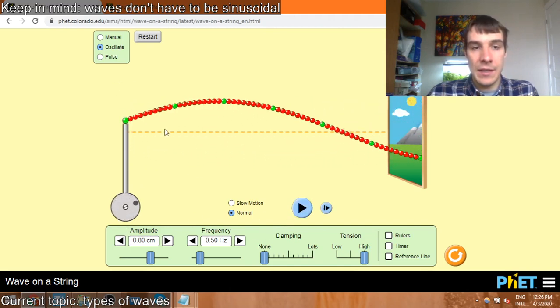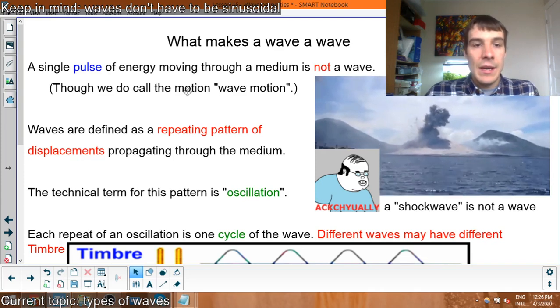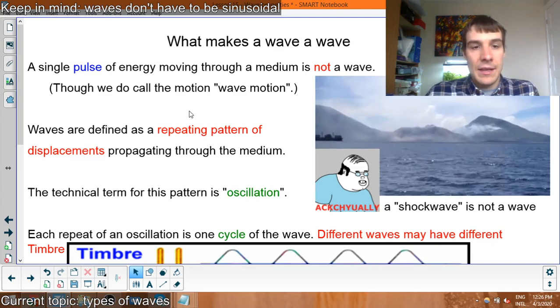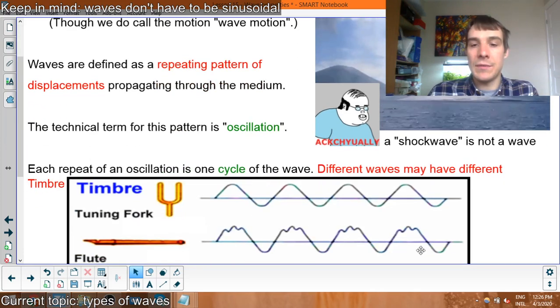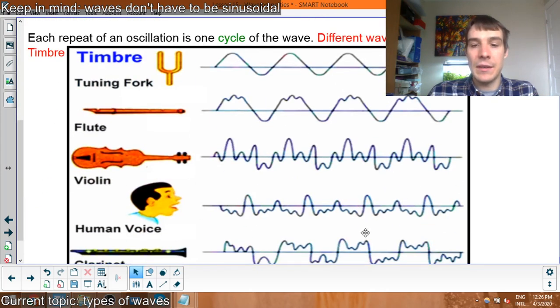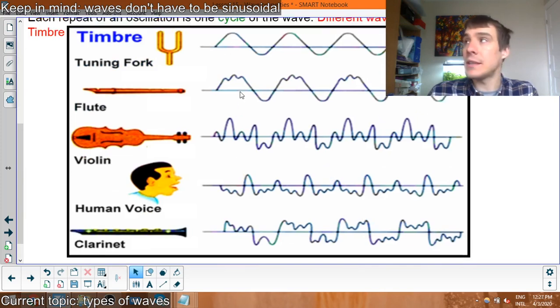So that's the type of wave. Waves are the repeating pattern of displacement. So here's a wave, there's a wave, there's a wave, there's a wave, there's a wave. They don't necessarily have to be sinusoidal. That's that nice shape, the tuning fork shape. They can be different shapes.